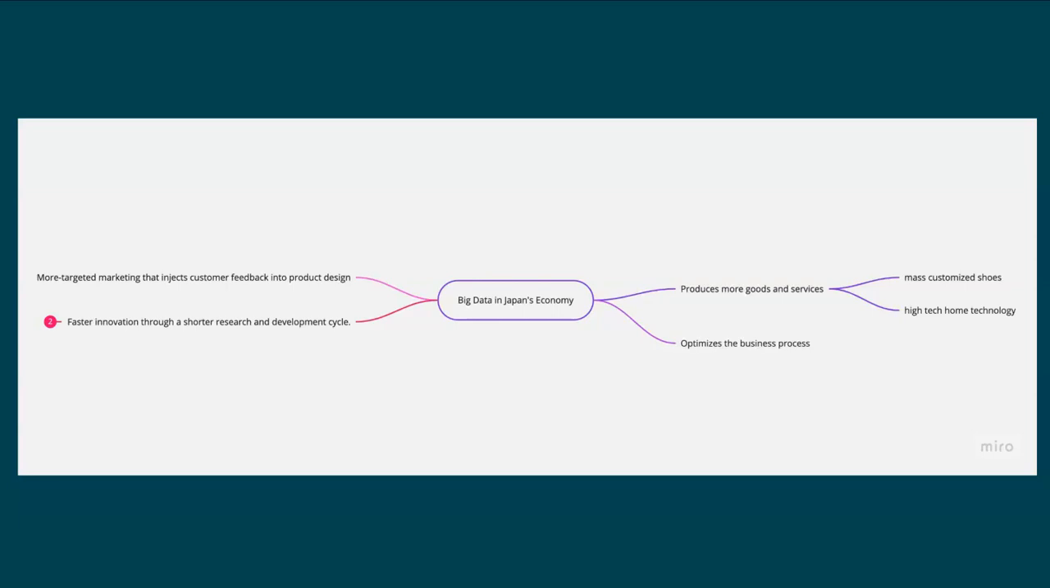So big data can help use customer reviews from all these different sites and help enhance the product design to advance the product to make it fit more of the customer's needs. Faster innovation through a shorter research and development cycle. So big data helps to just make things shorter and more efficient over time.